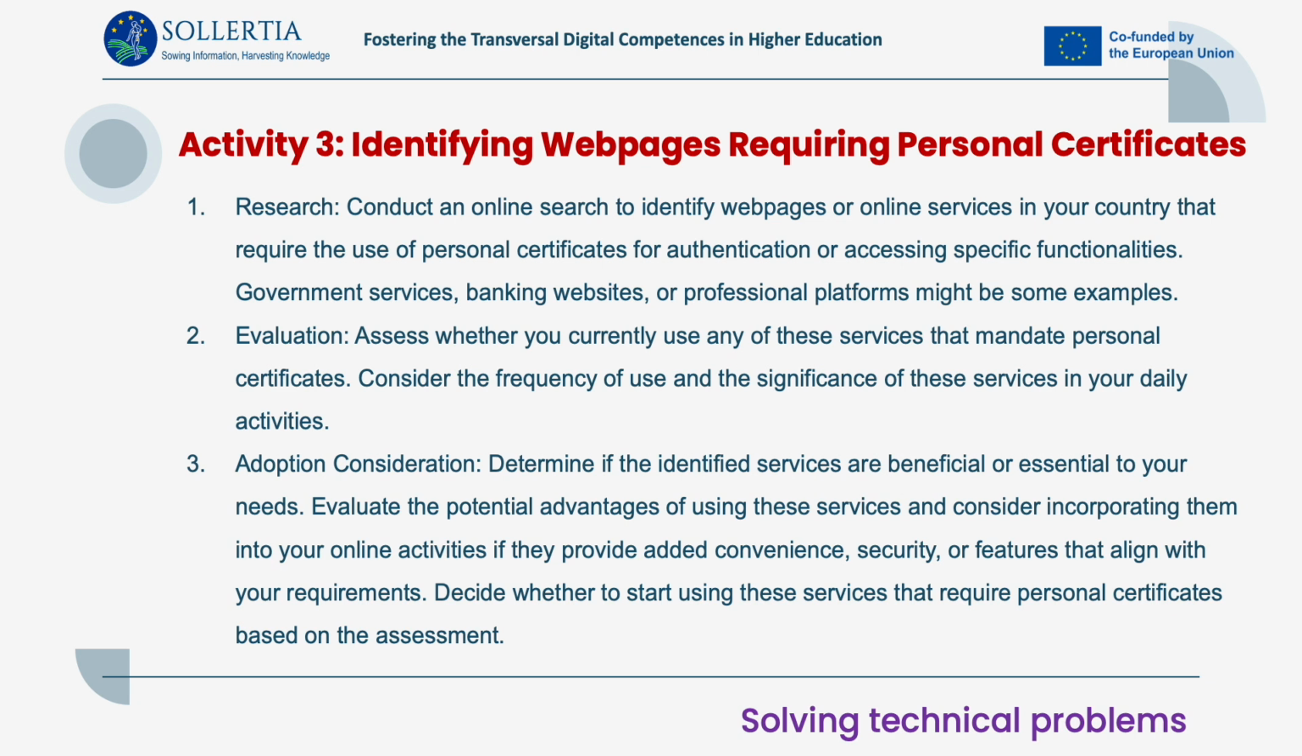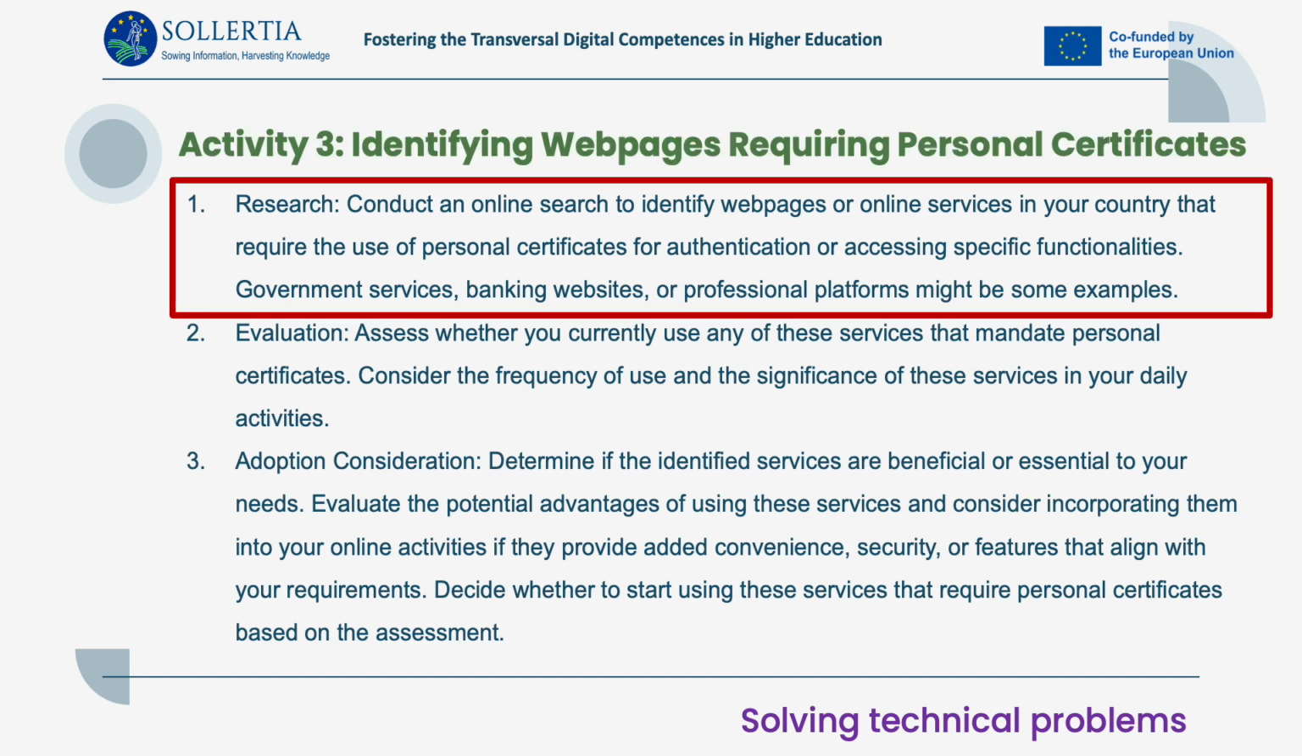Now we move to the final activity. The objective of this activity is to identify web pages or services in the user's country that necessitate the use of personal certificates, assess personal usage, and consider adopting new services. To achieve this, conduct an online search to identify web pages or online services in your country that require the use of personal certificates for authentication or accessing specific functionalities. Government services, banking websites, or professional platforms might be some examples.